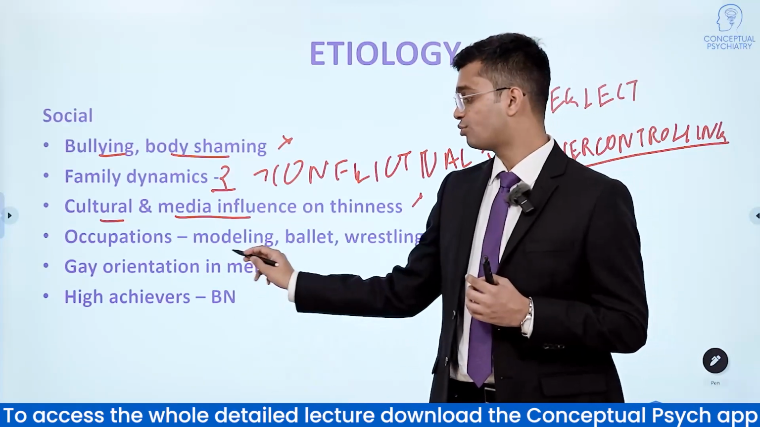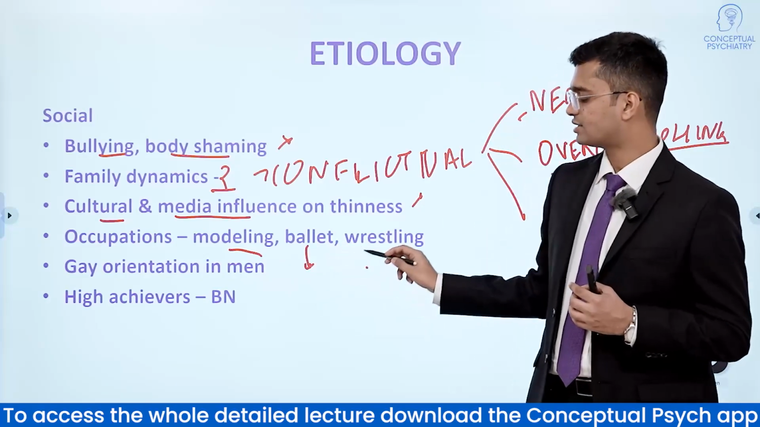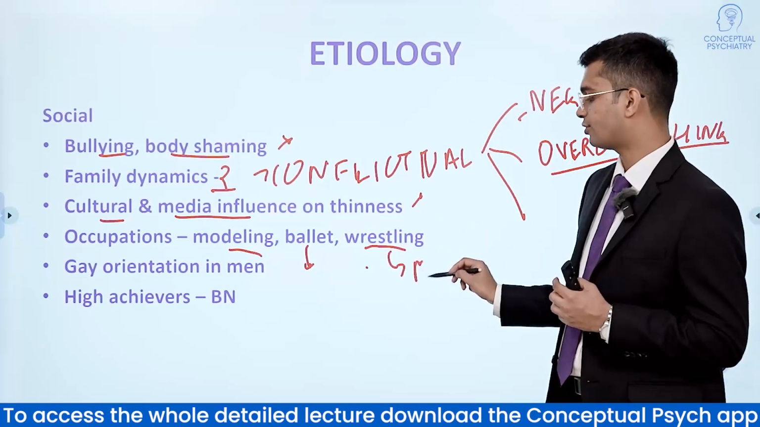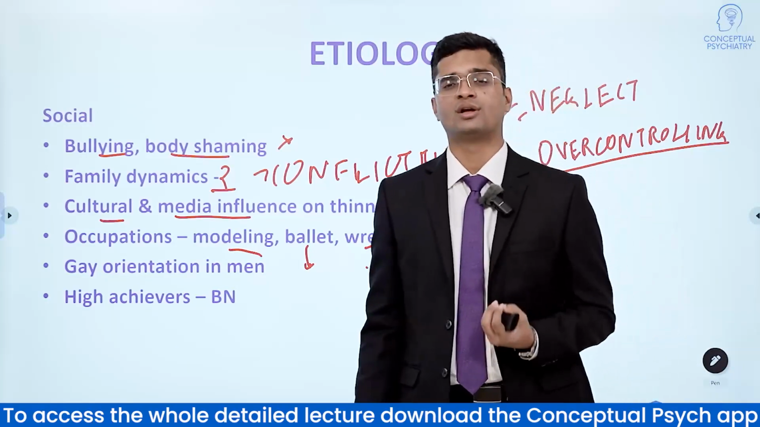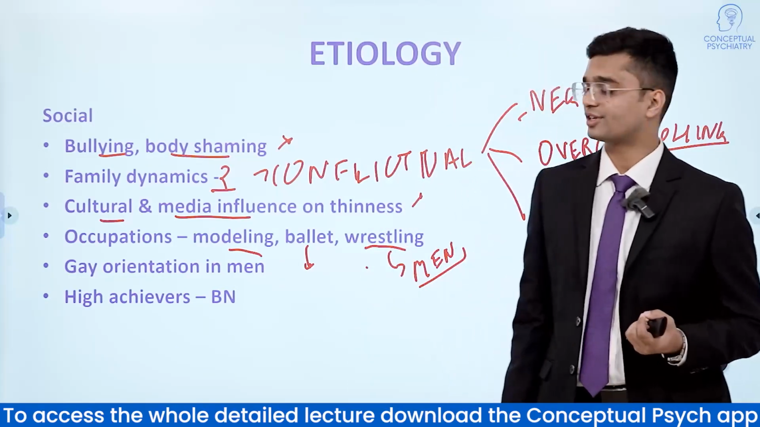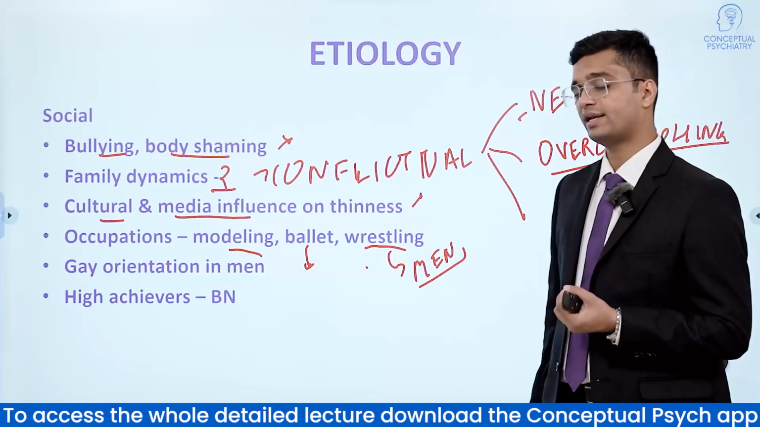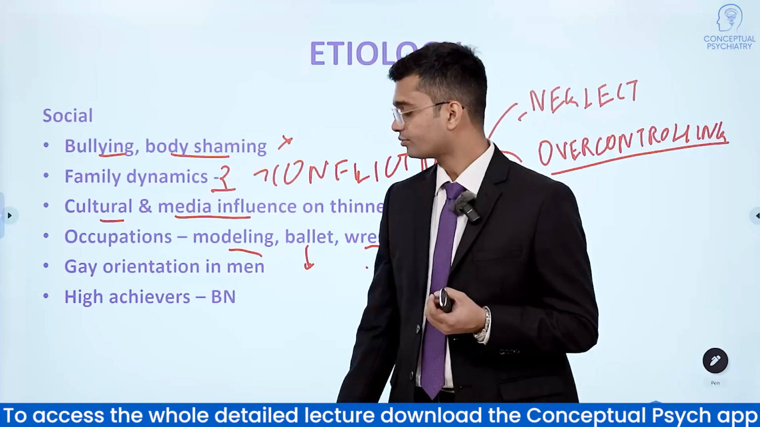Certain occupations where thinness is wanted or required by the profession itself have a higher incidence of eating disorder. These include modeling, ballet dancers, and wrestling, particularly for men with eating disorders. Here, weight is an essential criterion for qualification. Hence, here eating is strictly controlled.